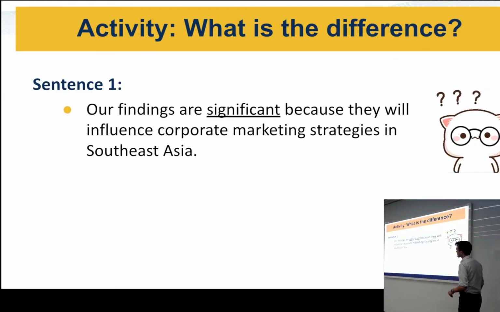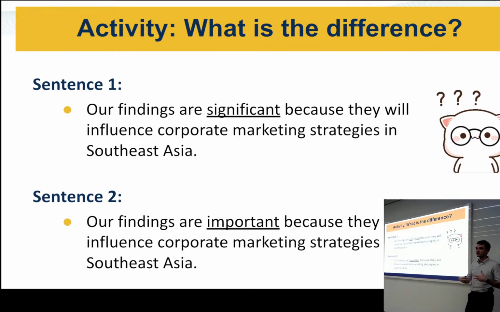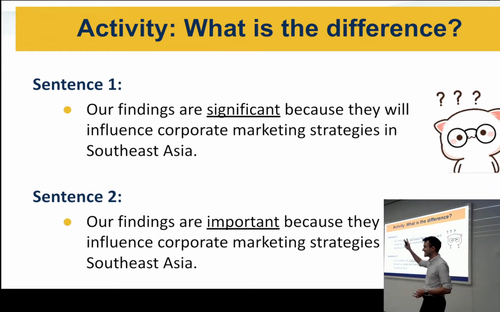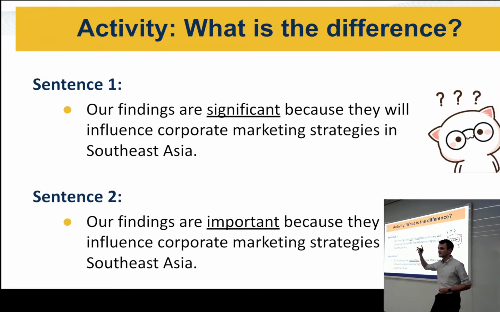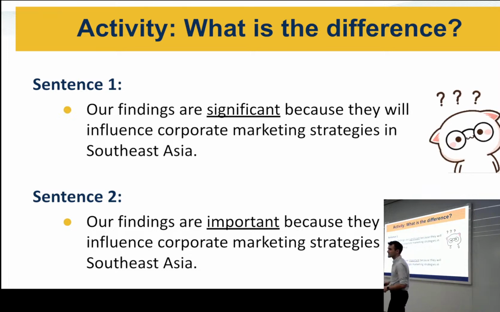Sentence 1, our findings are significant because they will influence corporate marketing strategies in Southeast Asia. And sentence 2, our findings are important. Does anybody know the difference between significant and important in academic writing? Feel free to type online. I won't be able to read your answer very quickly, but they are synonyms in everyday English, but they do have a different meaning.